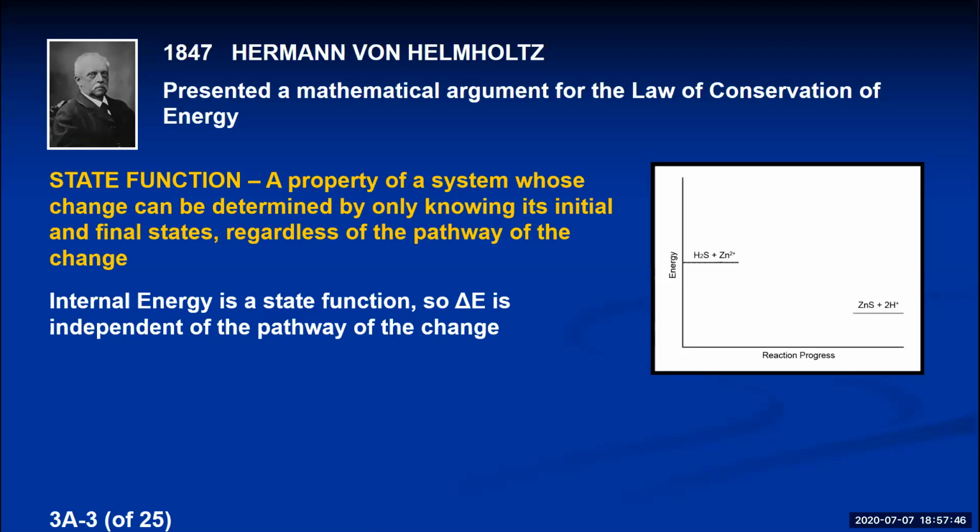The molecules of hydrogen sulfide and the ions of zinc have some energy inherent in them. When they turn into the product substances, zinc sulfide and hydrogen ions, those chemicals have a certain energy content, and the difference in the energy content of the reactants and the products is what's going to be the change in internal energy. And so because the internal energy is a state function, this delta E value, this change in internal energy, is always going to be the same. Doesn't matter how the hydrogen sulfide and the zinc ions turn into the zinc sulfide and the hydrogen ions.